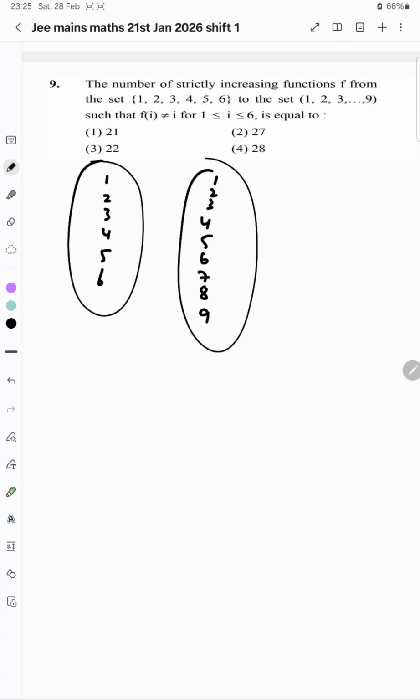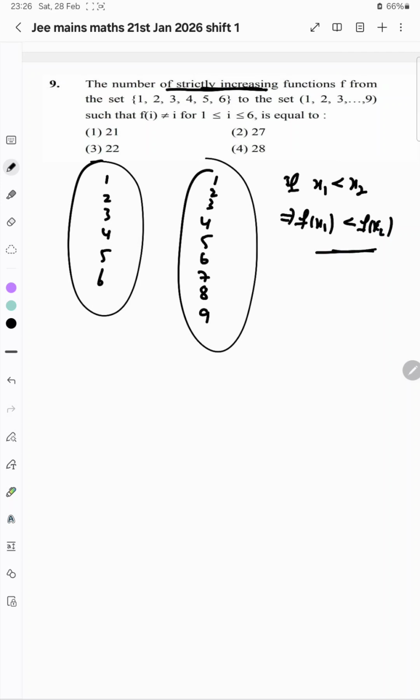First of all, we have to know the basic idea about what a strictly increasing function means. Strictly increasing function definition: if you take any two domain elements, if x1 is less than x2, then their images must satisfy f(x1) less than f(x2). It is called a strictly increasing function, right?